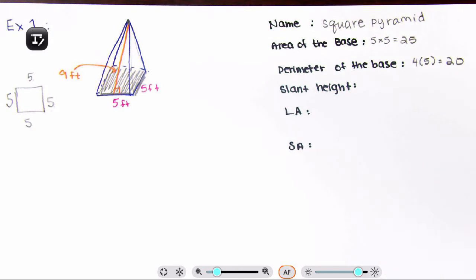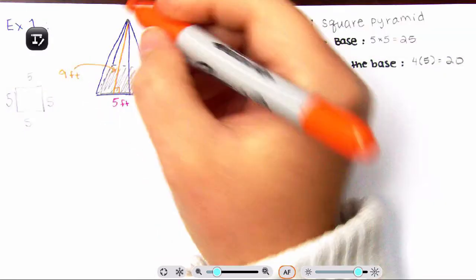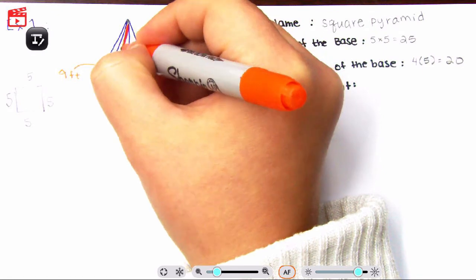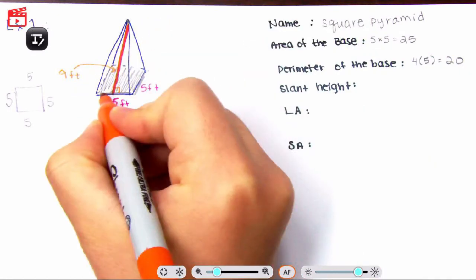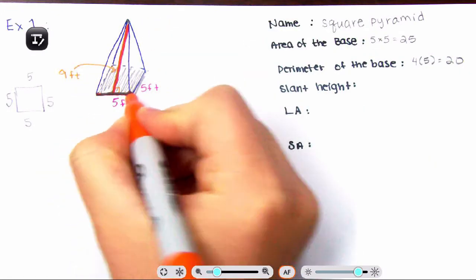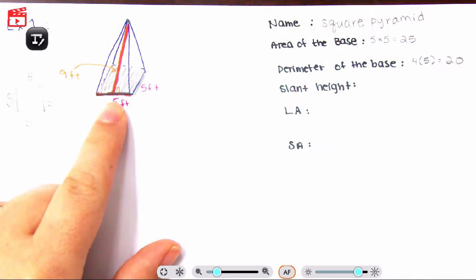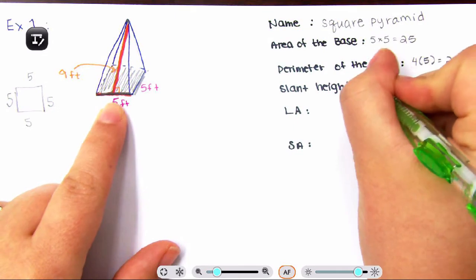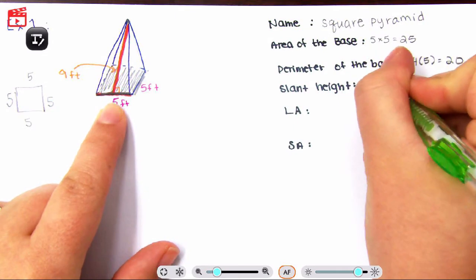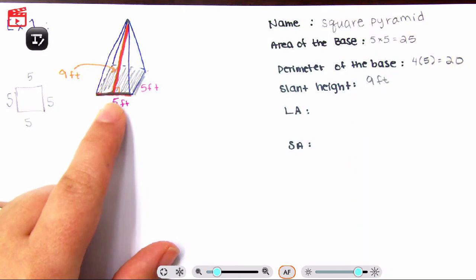Now let's see slant height. Slant height, again, keep saying again, I apologize for that. Slant height is from your vertex to the middle of the side of your base. From your vertex all the way down to the middle, that is your slant height, and that is 9 feet. You can write feet here, you can write it without.